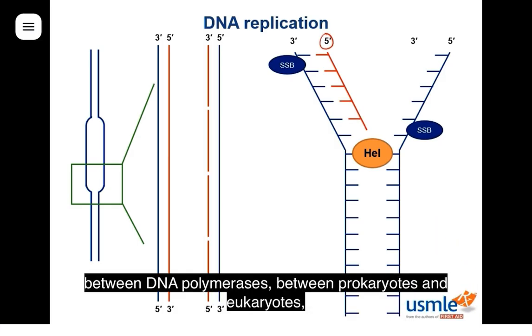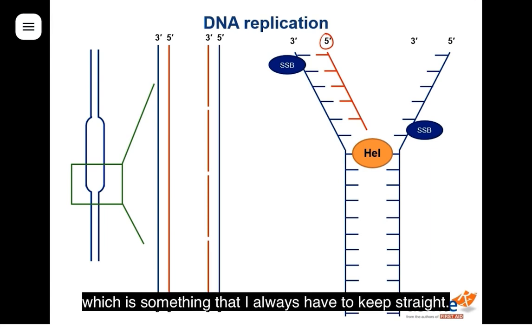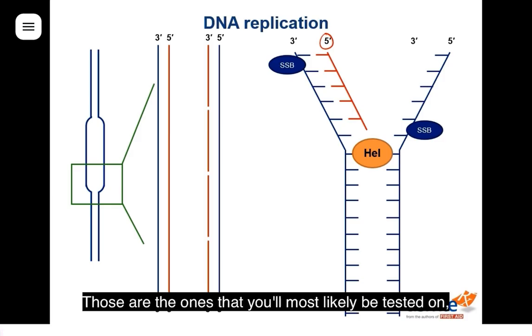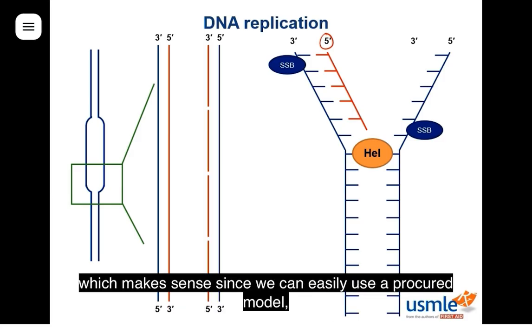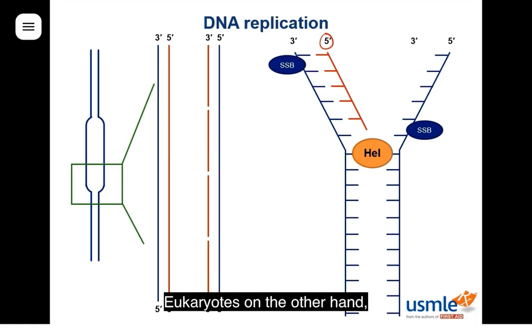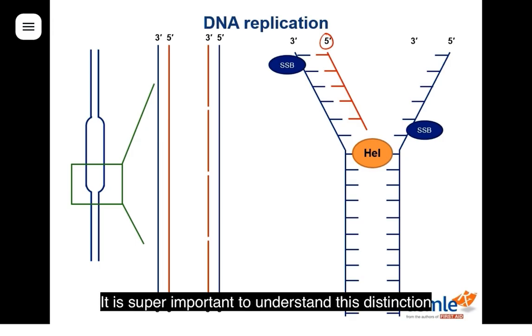One thing to keep straight is the differences between DNA polymerases in prokaryotes and eukaryotes, which is something I always have to keep straight. Prokaryotes have 3 DNA polymerases, DNA polymerase I, II, and III. These are the ones that you'll most likely be tested on, which makes sense since we can easily use a prokaryote model, such as E. coli, to study their DNA replication process. Eukaryotes, on the other hand, have several DNA polymerases that all end with Greek letters: beta, lambda, sigma, mu, etc. It is super important to understand this distinction because you can easily be asked a question about DNA polymerase III, for example, and you can quickly rule out any eukaryote options.